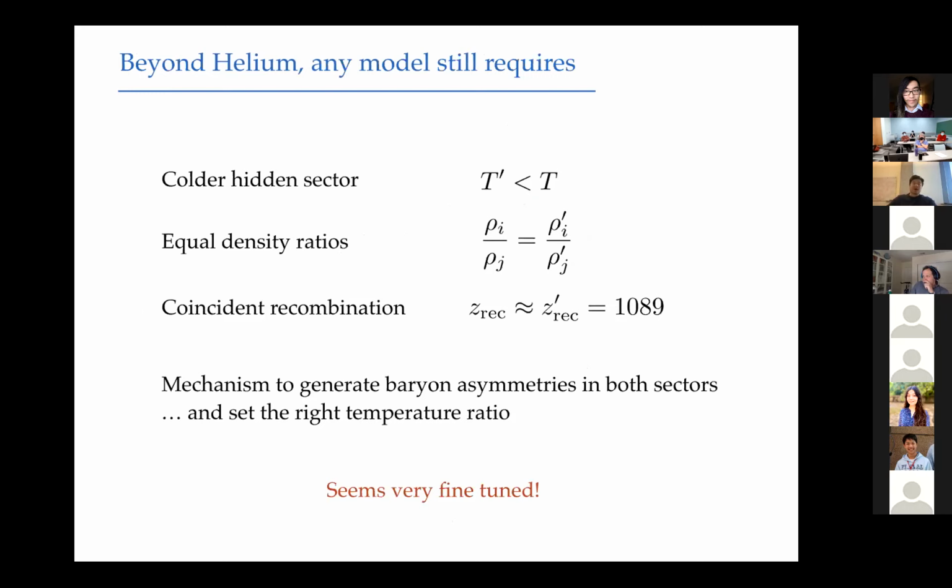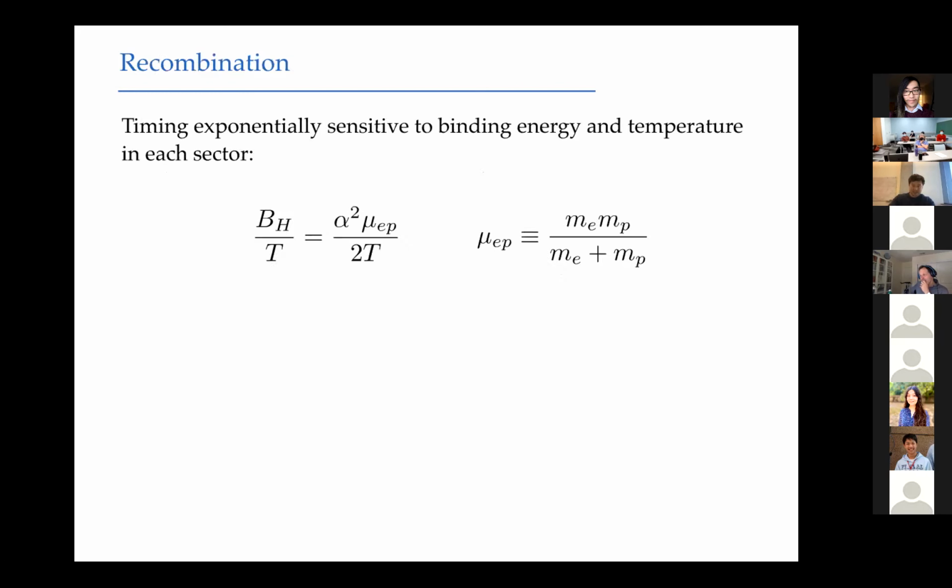That's not so weird. But then, the energy densities that we get are sensitive to temperatures, and we need equal density ratios of each component fluid in each sector. And we need recombination to happen at roughly the same time in both cases. And of course, on top of that, depending on how complete of a story you want to tell, you would also need a mechanism to generate the baryon asymmetries in both sectors, which in turn might be related to how you set the temperature ratio. And so it would be nice if there were a complete story that just made all of these things happen without a great deal of work or without any kind of extraordinary coincidence.